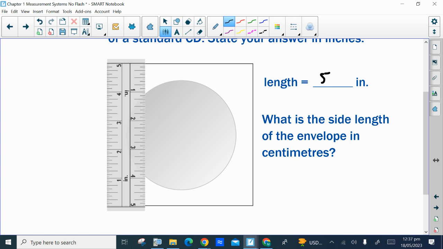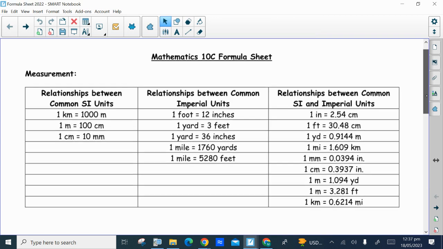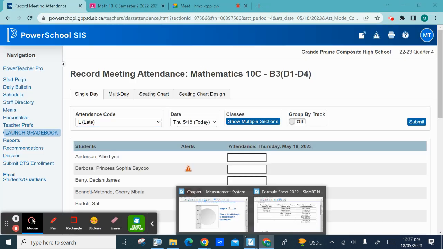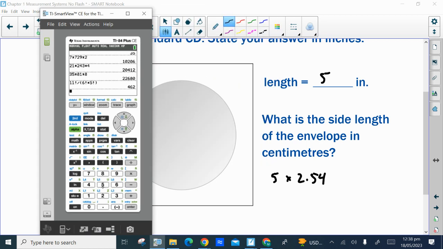Then it wants us to state or find the length in centimeters. So this is where we use our formula sheet. And the very first thing we see is that 1 inch is equal to 2.54 centimeters. In this case, we have 5 inches, so we're going to multiply 5 by 2.54. Each inch is 2.54 centimeters, so it's 5 times 2.54, which is 12.7 centimeters.